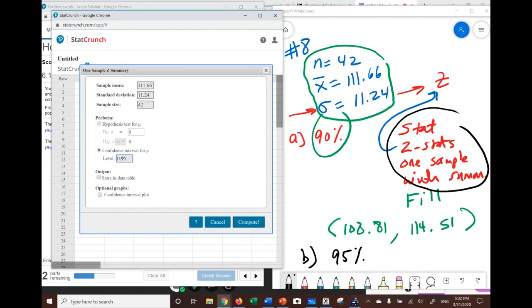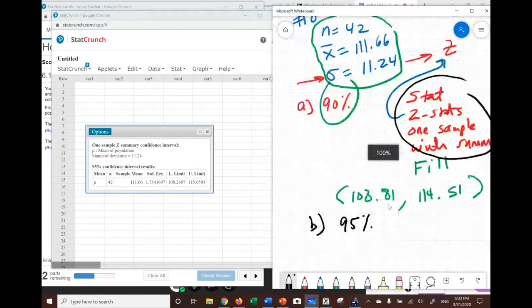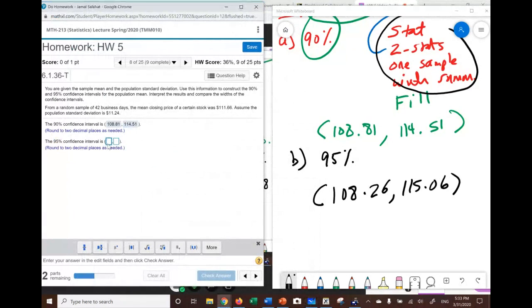The only thing we need to change is the confidence level here, what I'm pointing to right now. We change that to 95% and hit compute, and that should give us the interval we're looking for. The interval in the second case is going to be 108.26 and 115.06. Now, let's minimize this window. So this is going to be 108.26 and 115.06.